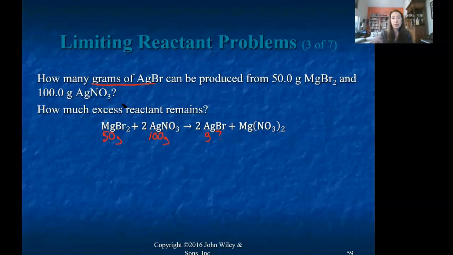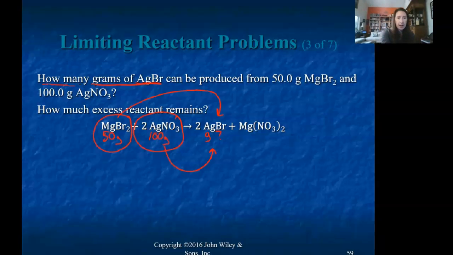Okay, so on these limiting reactant problems, what we do is we have two problems. We convert this to our product, and we convert this to our product. So it's two separate problems. Now, again, the reason we're going to AgBr is because it asked how many grams of AgBr. So we're going to convert both of those to AgBr. Whichever one is smaller, that is our limiting reactant.